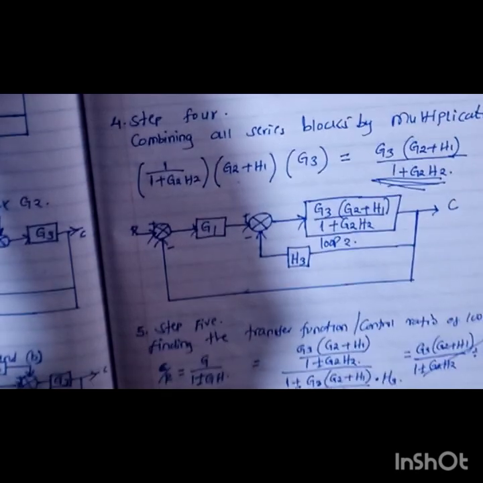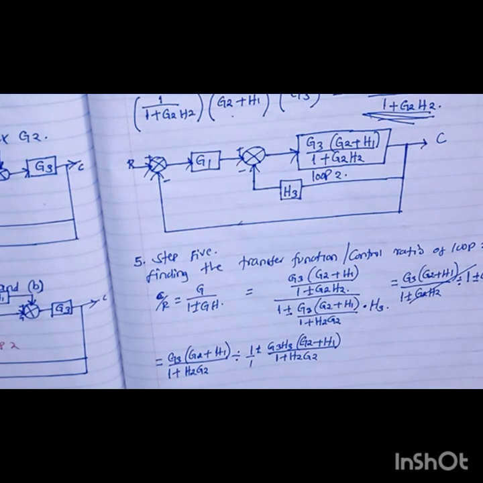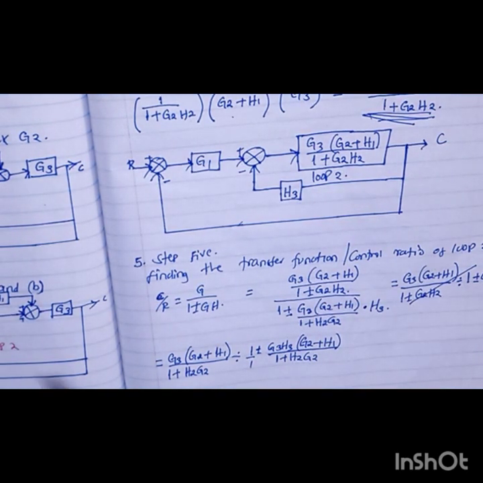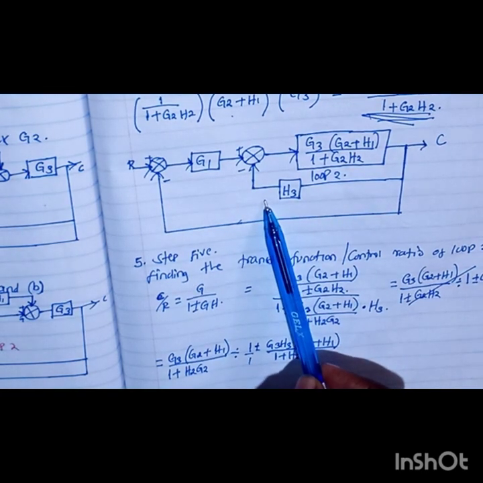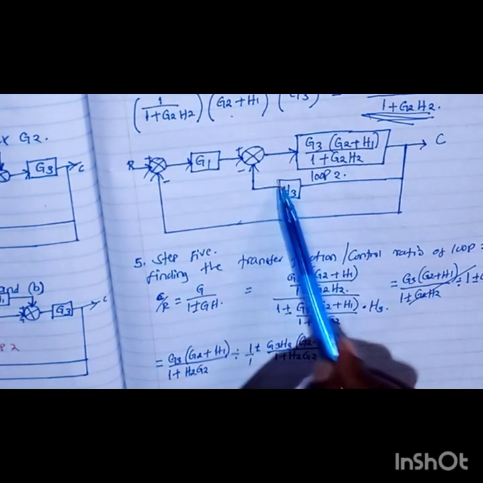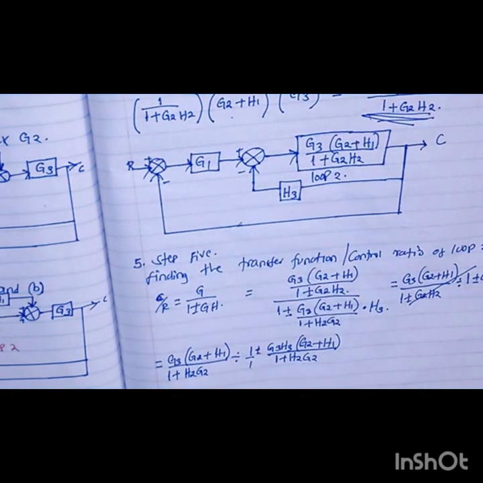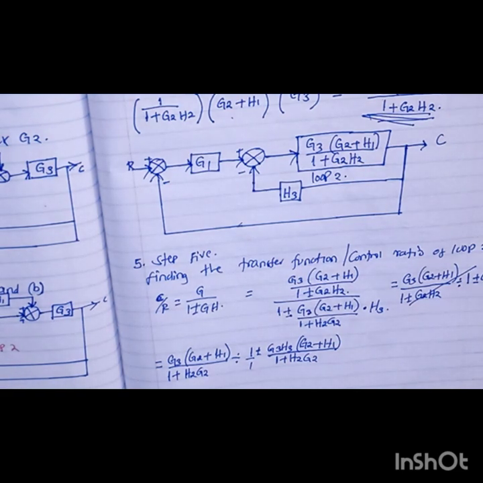The next step is obtaining the transfer function or control ratio of loop 2. As you can see from the fourth step, I have the forward path, one loop, and the feedback path, one loop. So this one is forming my loop 2. When we were looking at block diagram reduction techniques, we said that wherever we have a closed loop control system, we can replace it with an open loop system by having the transfer function or the control ratio.